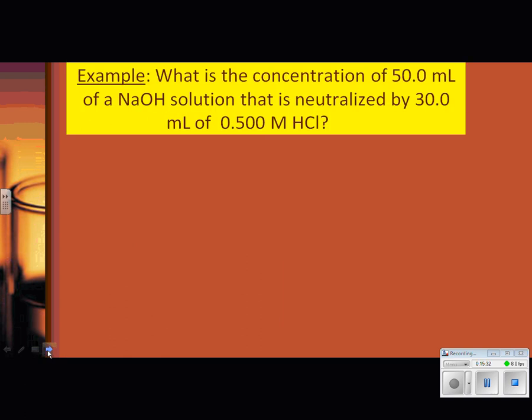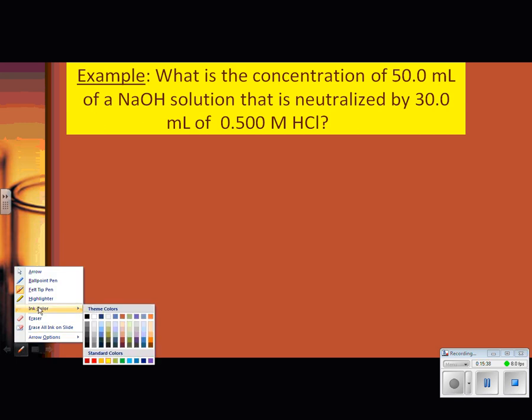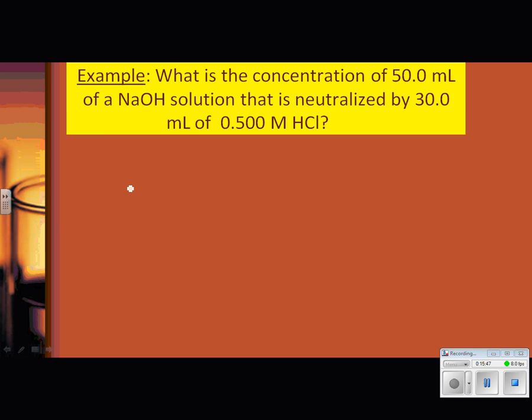So, what's the concentration of a 50 milliliter NaOH solution? And let me see if I can switch colors a little bit again. Okay, that is neutralized by 30 milliliters of 0.5 molar HCl. So I'm going to end up taking 30 milliliters of acid out of my burette. It'll get added to my sodium hydroxide solution, which has an indicator in it. And I will have had 50 milliliters in my Erlenmeyer flask.